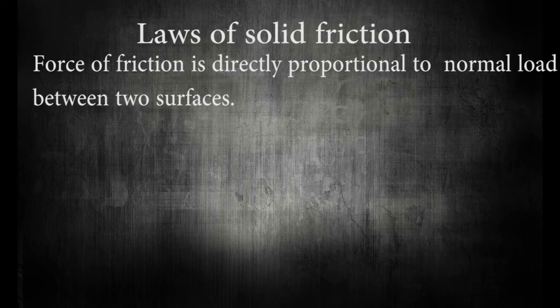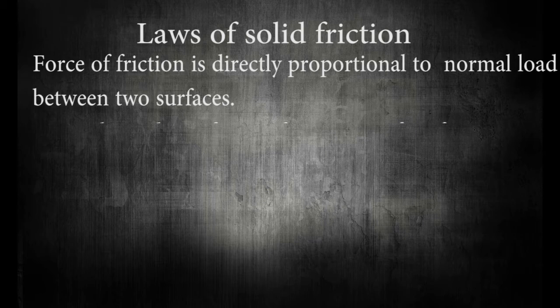If the object resting on the surface is heavy in weight, the friction will be more. Because remember that F upon Rn is equal to constant, right? So this is the Rn, and this is the normal reaction. So there is a relationship that the friction is directly proportional to the normal load between the two surfaces. Means if the normal reaction is more between two surfaces, the friction force will be more. This is for non-lubricated surfaces. We are studying the laws of solid friction, right?